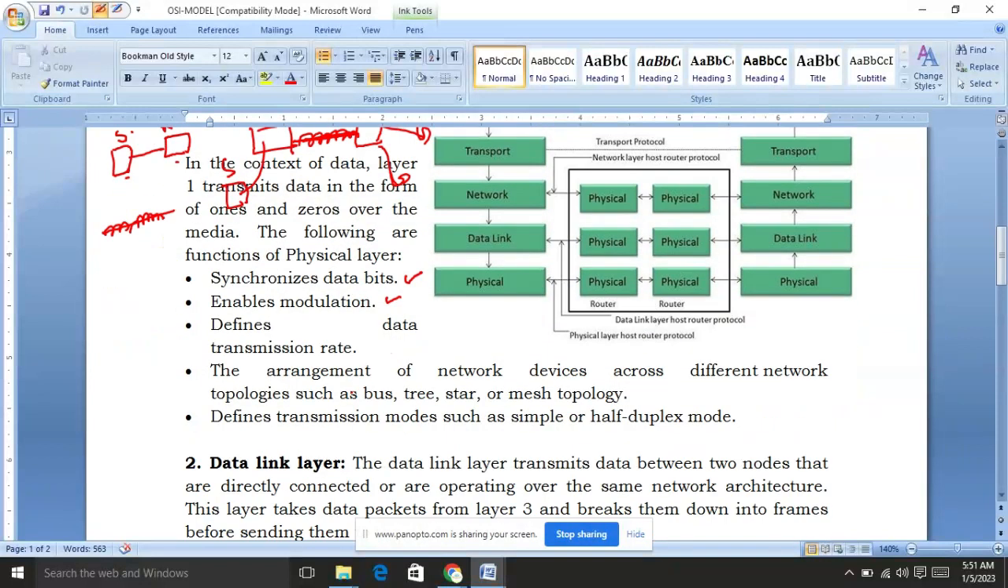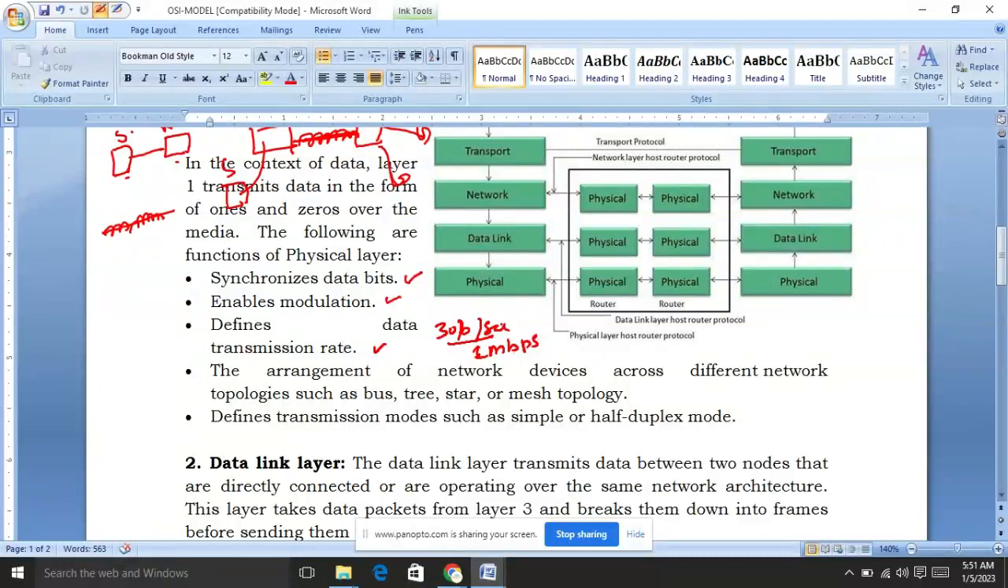And the third responsibility of the physical layer is that it defines the data rate. That means how much data is sent per second. Suppose 30 bits or 40 bits of data is sent. For our convenience, I simply write the bits. Actually, it is 1 Mbps, megabits per second, like that.